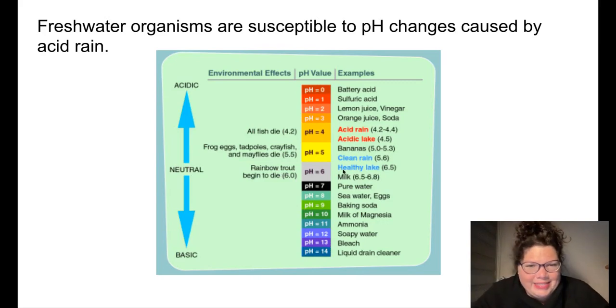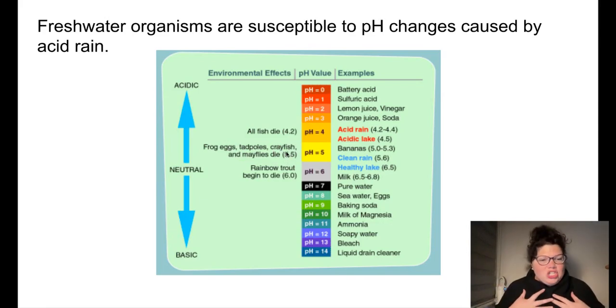We're going to call that 6. That's like a healthy lake area, 6. But as we get lower, all the way to 4, all fish are dying at 4.2. Eggs, tadpoles, crayfish, and other animals are dying at 5.5.